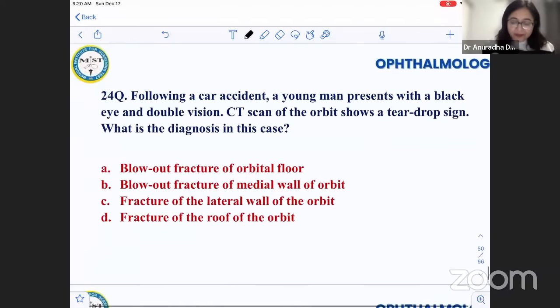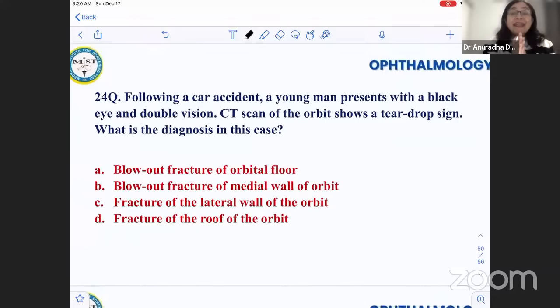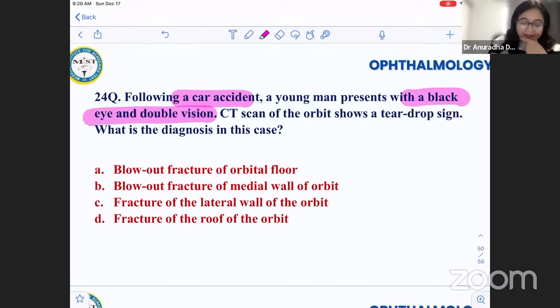Time to move forward, here coming to your next question. Following a car accident, a young man presents with a black eye and double vision. So as you were told, trauma, truck accident, car accident will come in the exam. So following a roadside accident, a young man presents with a black eye and double vision. CT scan of the orbit shows a teardrop sign. So black eye, double vision, teardrop sign. So what kind of fracture will lead to these kind of symptoms?